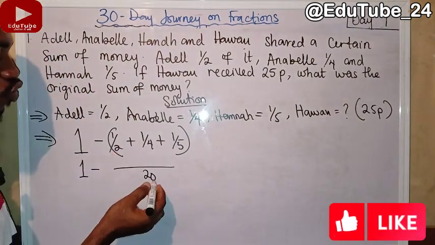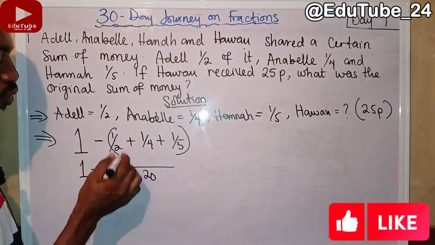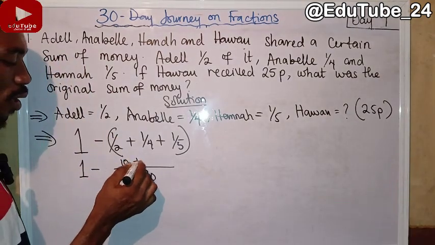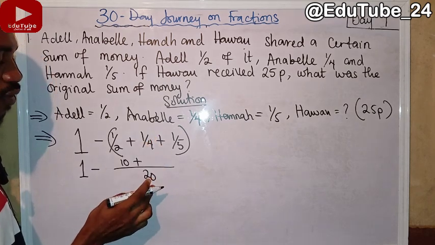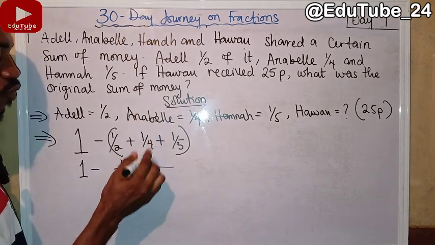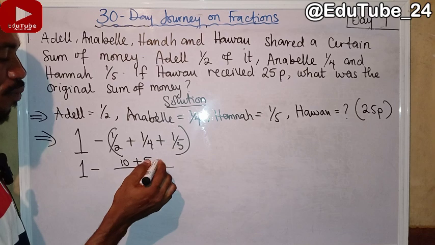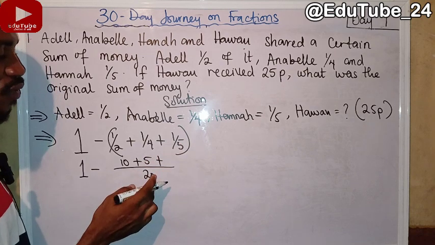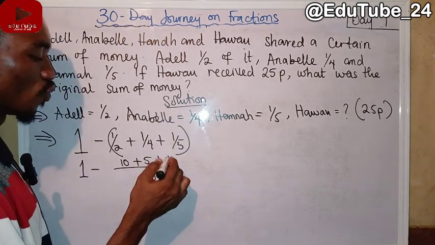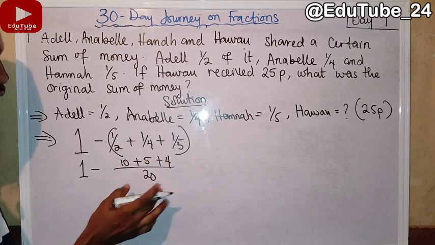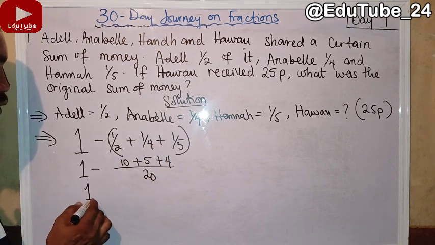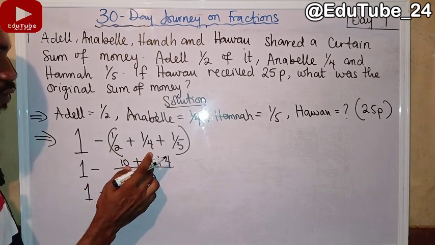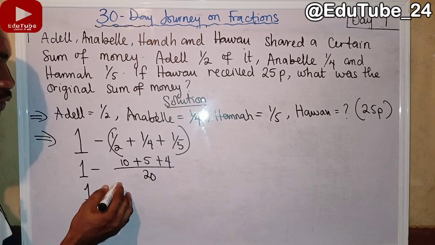Okay, so 2 in 20 we get 10. So 10 times 1, that will give us what? 10. Then plus 4 in 20, that will give us 5. 5 times 1, that will still give us what? 5. Plus then 5 in 20, that will give us 4. 4 times 1, and that will give us what? 4. So now let's evaluate this. So we are going to have 1 minus 10 plus 5 will give us 15. 15 plus 4, and that will give us what?